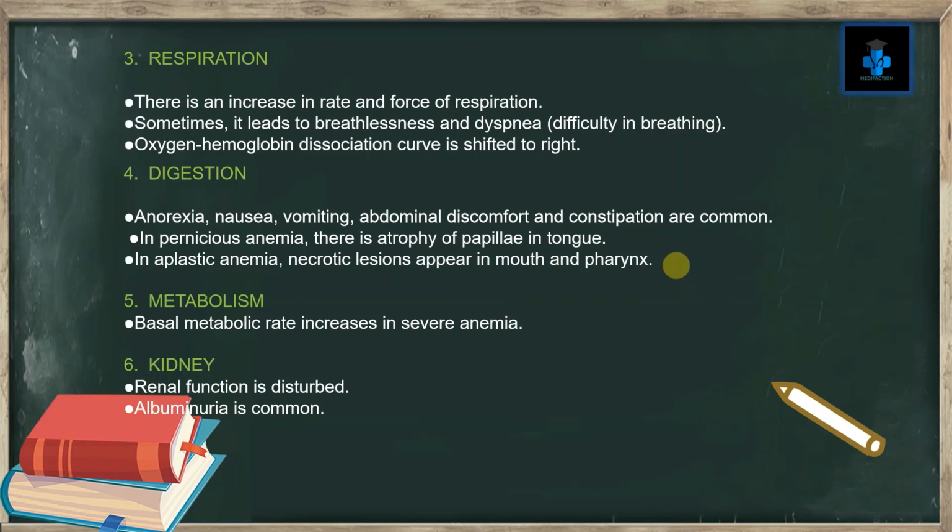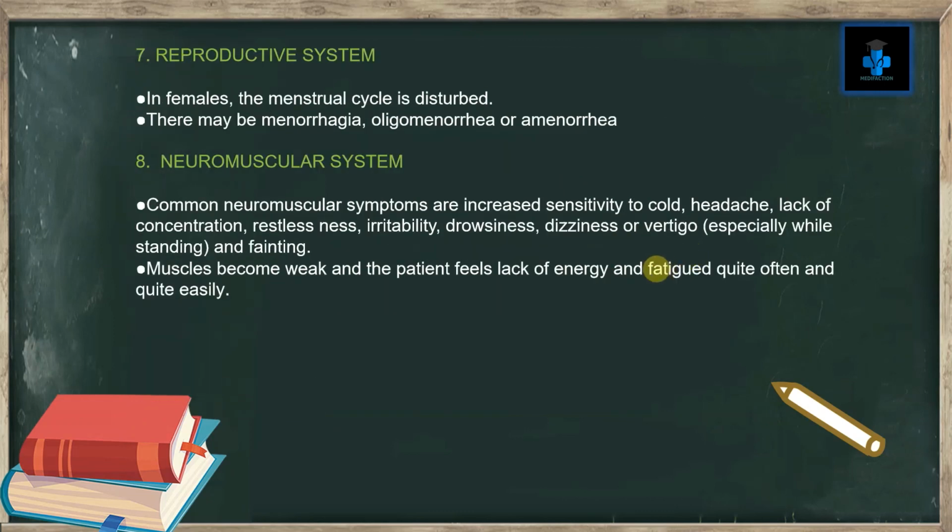Number 4 is digestion. Anorexia, nausea, vomiting, abdominal discomfort and constipation are common. In pernicious anemia, there is atrophy of papillae in tongue. In aplastic anemia, necrotic lesions appear in mouth and pharynx. Number 5. Metabolism. Basal metabolic rate increases in severe anemia. Number 6. Kidney. Renal function is disturbed. Albuminuria is common.